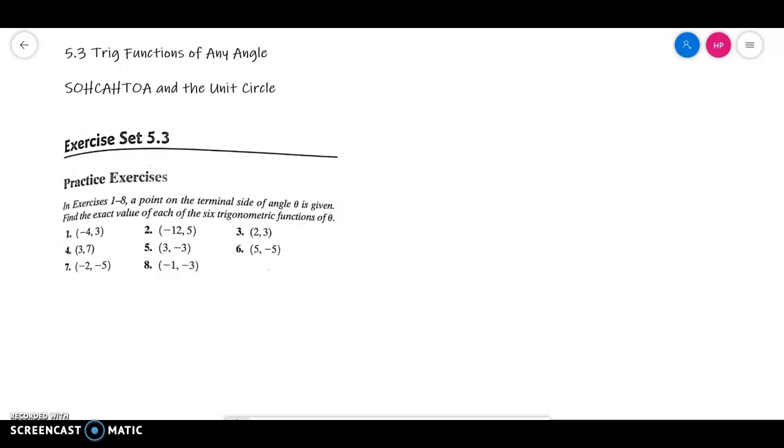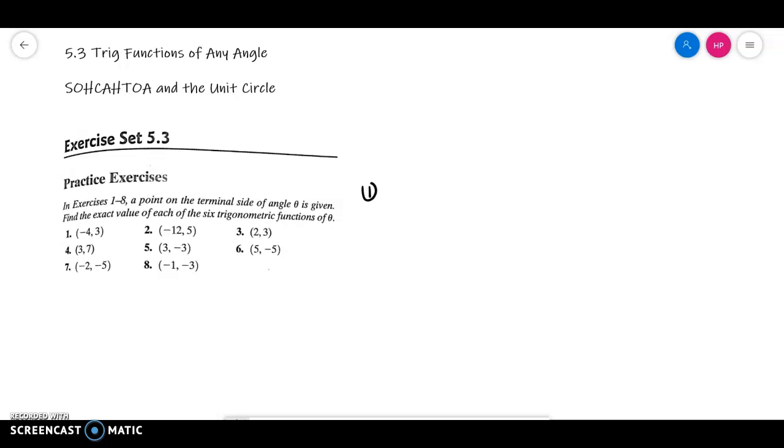Find the exact value of each of the 6 trig functions of theta if this point is on the terminal side. So basically, these are just plotting each of the points and then identifying sine, cosine, tangent, but then also reminding us and reviewing cosecant, secant, and cotangent.